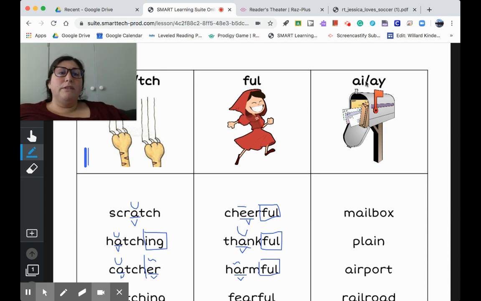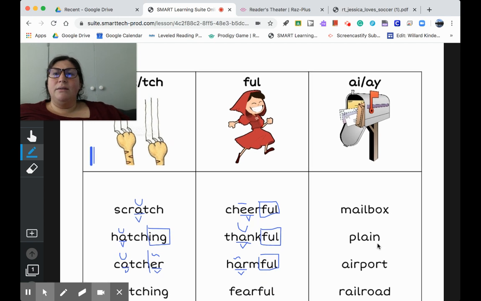Let's go over to AI and AY. The spelling pattern for AI and AY is that AI is found in the middle of a word. AY is found at the end of a word. The exception to that is suffixes, which wouldn't be at the very end, and also compound words. So a word like playdate has two separate words come together. So play has AY at the end.